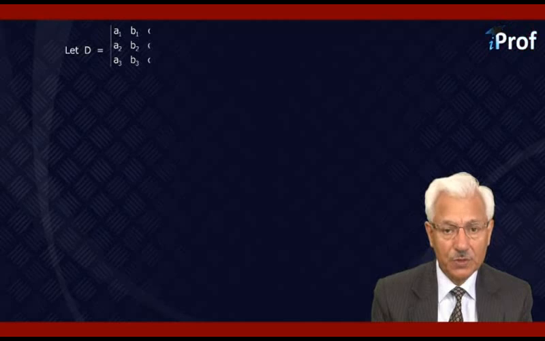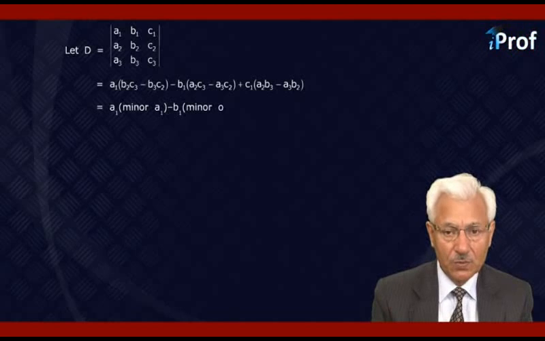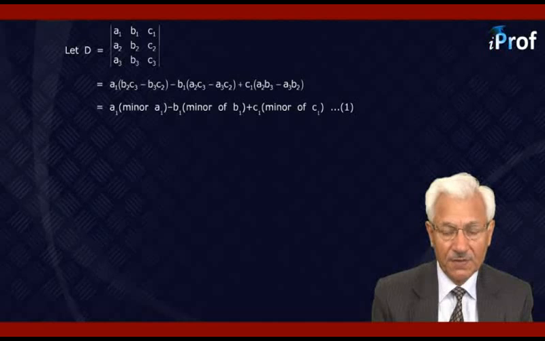Let D equal the determinant, first row A1, B1, C1, second row A2, B2, C2, third row A3, B3, C3, equal to A1 times (B2 C3 minus B3 C2) minus B1 times (A2 C3 minus A3 C2) plus C1 times (A2 B3 minus A3 B2), which can be equal to A1 times minor of A1 minus B1 times minor of B1 plus C1 times minor of C1.